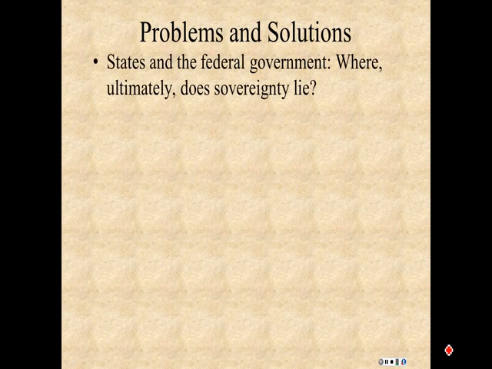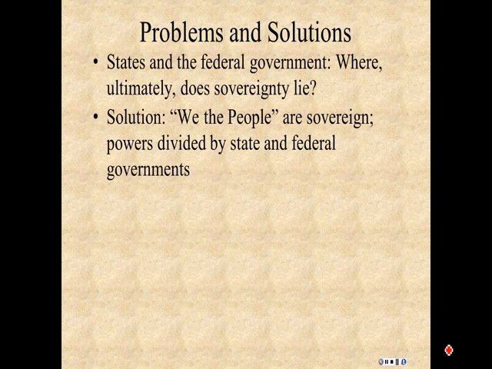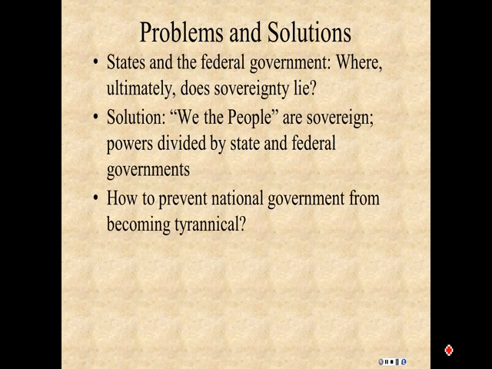There were other problems and solutions. Where ultimately does sovereignty lie? Well, sovereignty lies with the people, and then powers are going to be divided between state and federal governments. This is still not clear as to how these powers are always divided up. That's why it's a part of our ongoing debates that we have over the Constitution. A big question, of course, is how do you prevent a federal government from becoming tyrannical like England had seemingly become in the period before the American Revolution, the reason for the revolution in the first place.